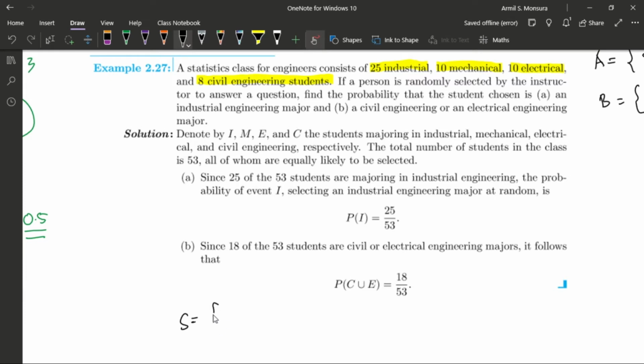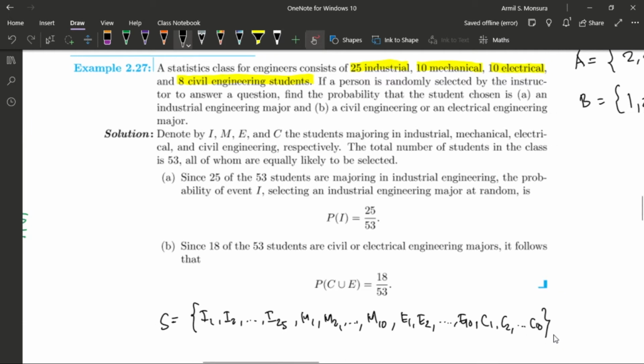But you can do it this way. The industrial engineering students can be assigned as I1, I2, up to I25, since there are 25. Then your mechanical engineering students can be assigned as M1, M2, up to M10. Same thing with electrical engineering students: E1, E2, up to E10. And finally, you have 8 civil engineering students, so you'll have C1, C2, up to C8. So that is your whole sample space.